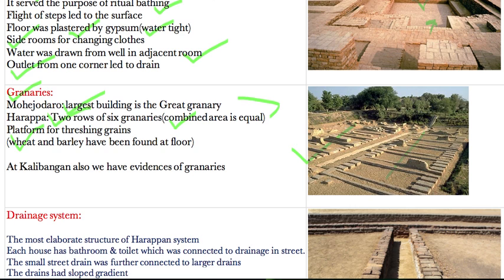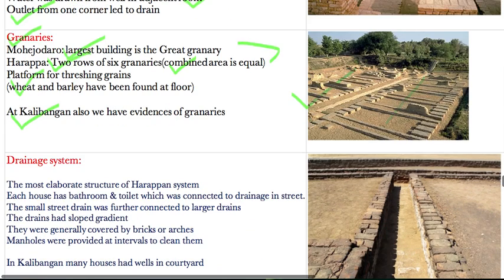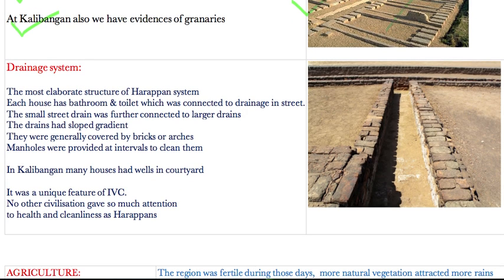So at Kalibangan also we have evidences of granary. And why was this granary there? Because it is believed that the central authority collected grains as taxes, and those grains were kept in granaries. Then another important feature, and this is very important, is our drainage system.